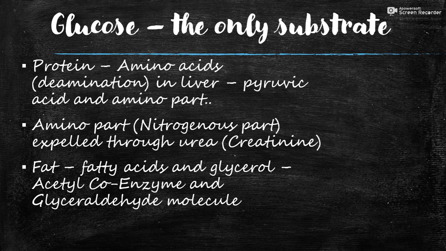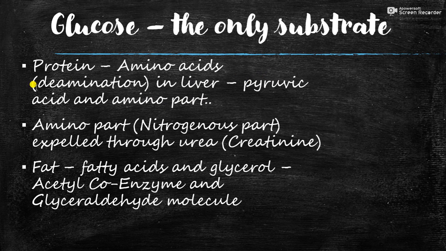This protein will be digested completely into its basic structural part, that is amino acid. And this amino acid in the liver will undergo a process called deamination. These are all not there in your text, you can make a note of it. De stands for removal, amination stands for the amino group, this NH3 part. So this amino acid will be converted into pyruvic acid, and that amino part will be completely separated.